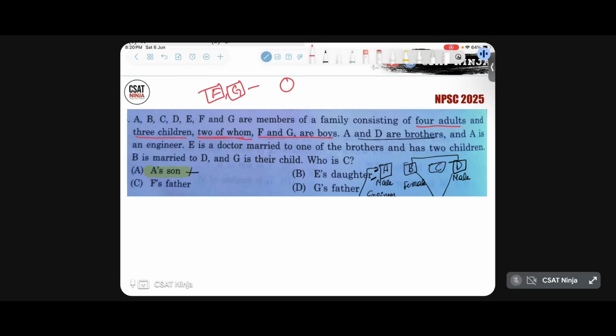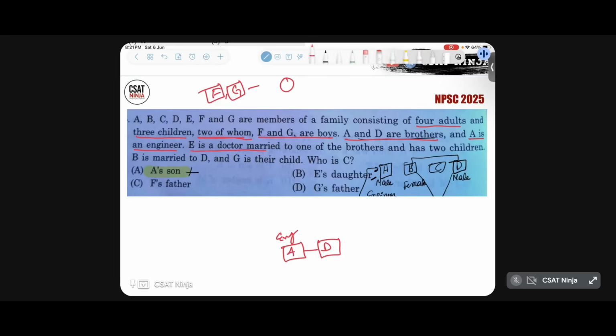With that in mind, let's start with the question. A and D are brothers. Next statement. A is an engineer. That means ENG.